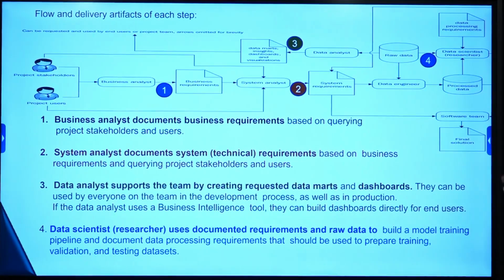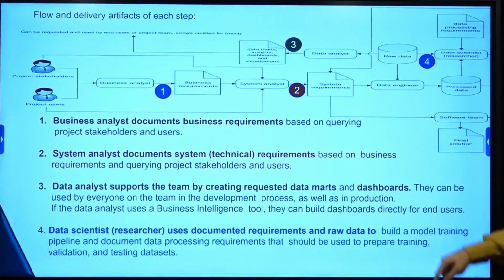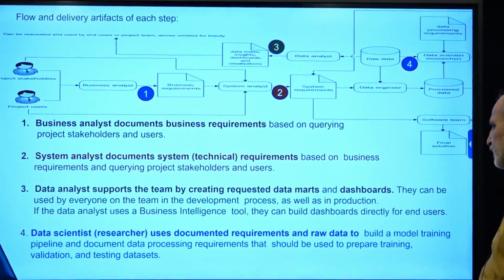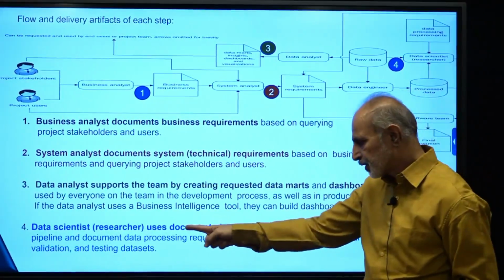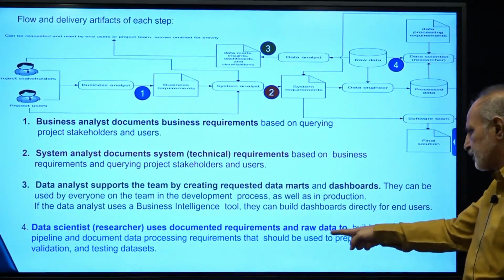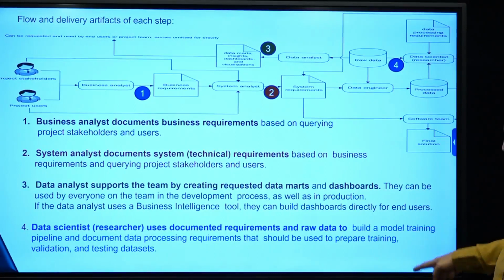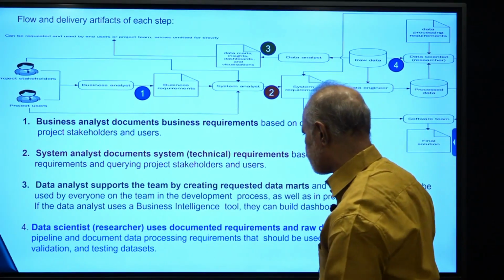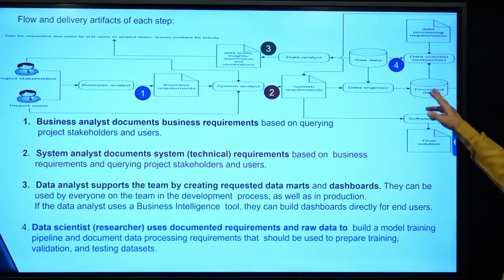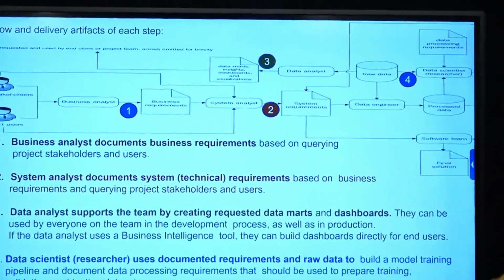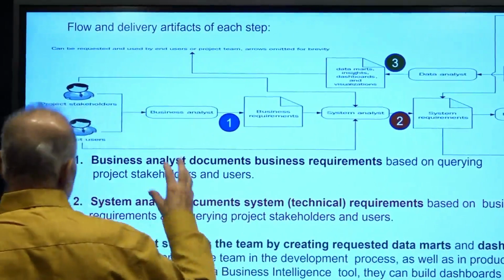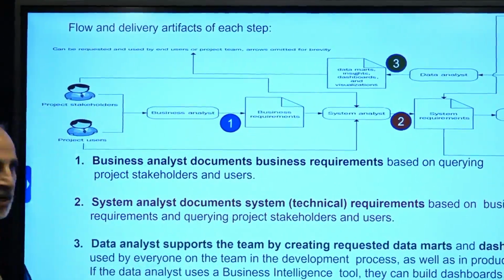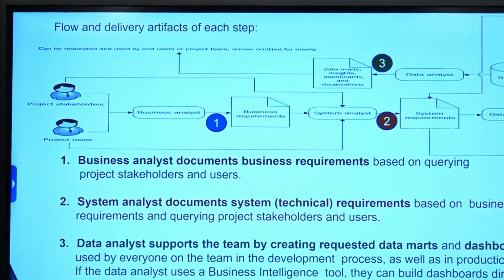Coming to 4 is my data scientist. The researcher uses the documented requirement and raw data to build a model training pipeline and documents each data processing requirement that should be used for the training, validation and testing of the data science project. So, here it comes to the 4. So, you can see in the diagram 1, 2, 3, 4 are the major components of my team effort building.